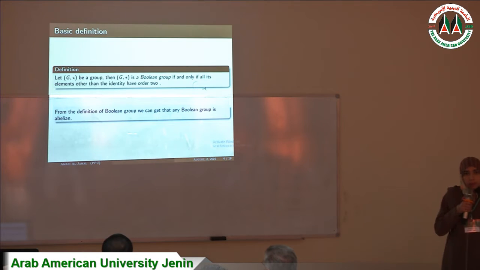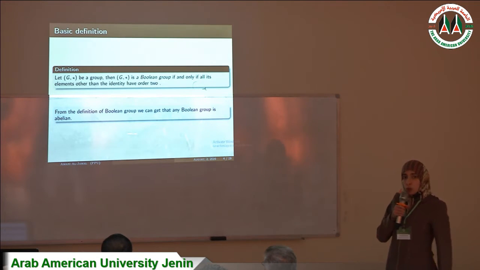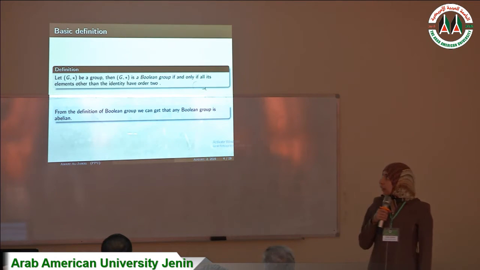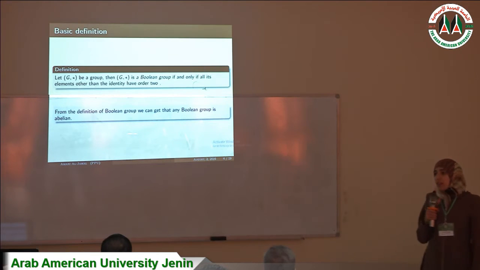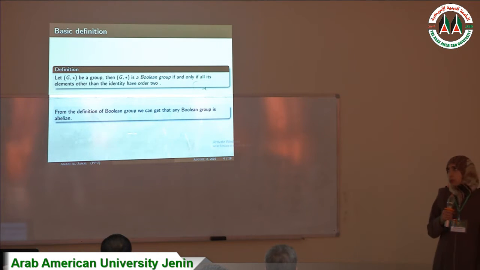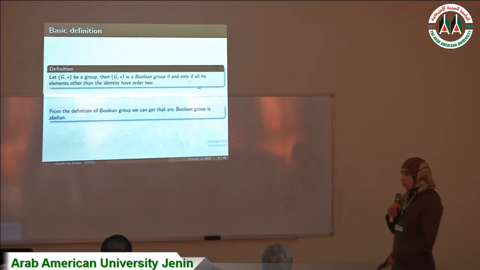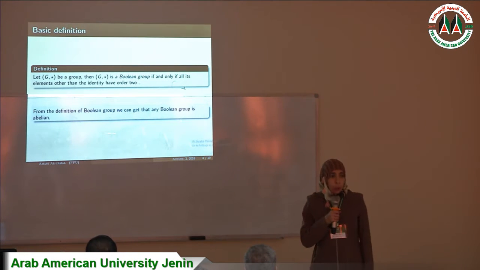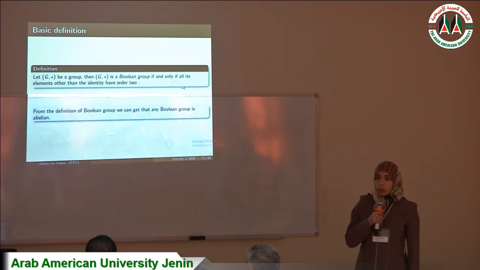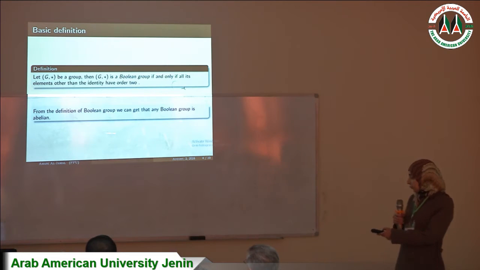Definition: let G be a group, then G is called a Boolean group if and only if all elements other than the identity have order 2. From the definition of a Boolean group, we can get that every Boolean group is abelian.